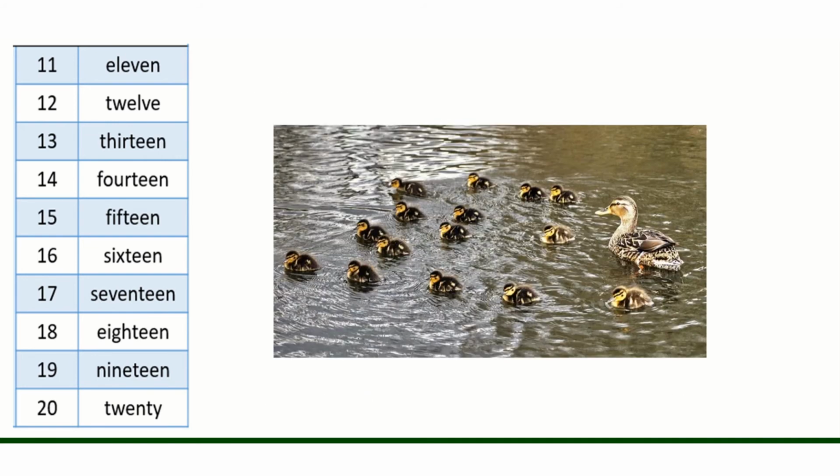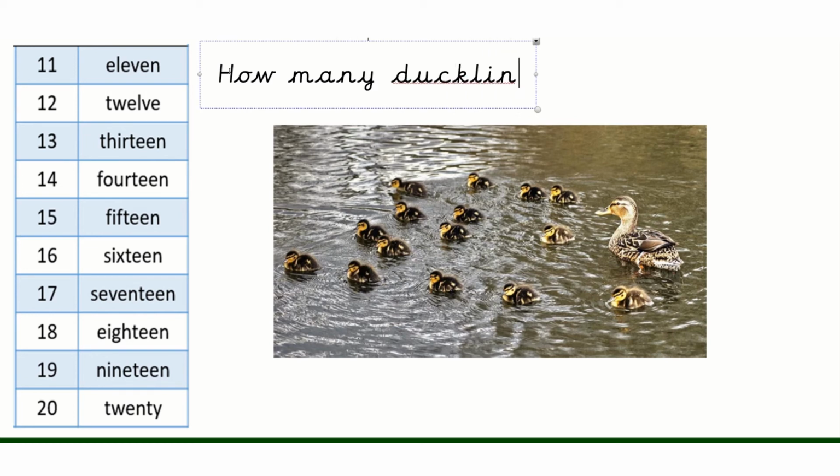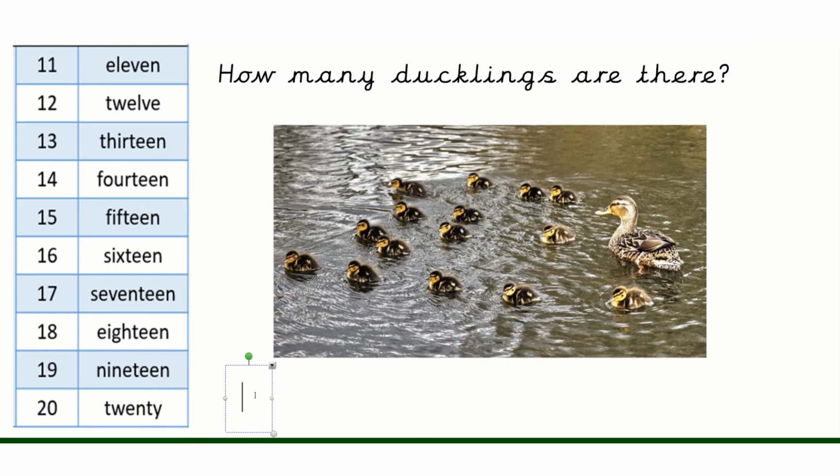Okay, this one's a little bit trickier because here's the question. Now, this will be tricky. How many ducklings are there? So I don't want you to include the mother duck, the big duck here. I just want the ducklings. They're the little baby ones. And then can you write your own sentence now? There are, and finish that sentence for me. So count how many ducklings and then write the number word. There are ducklings. Don't forget your full stop at the end.